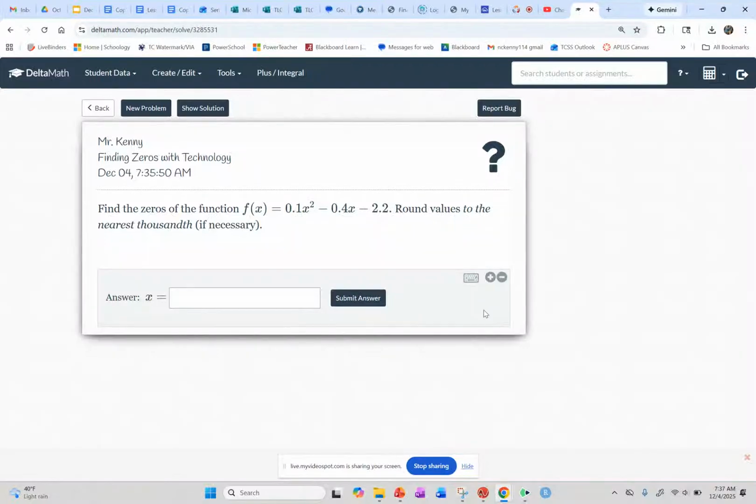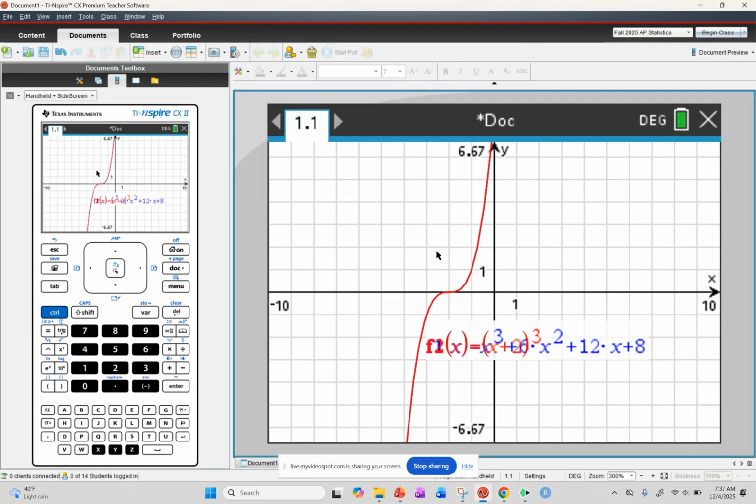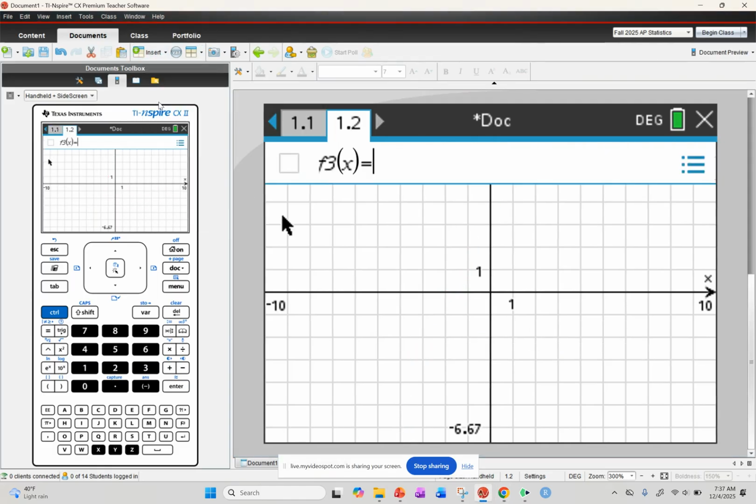Alright, good morning. I just wanted to share a quick little video to help with the technology side of finding zeros and extrema using the calculator. So please notice, here's a function in Delta Math where I am finding the zeros of this quadratic, and I'll show you how to use Desmos in a second, but first I just want to use the Inspire, because again this is what you'll have on your test.